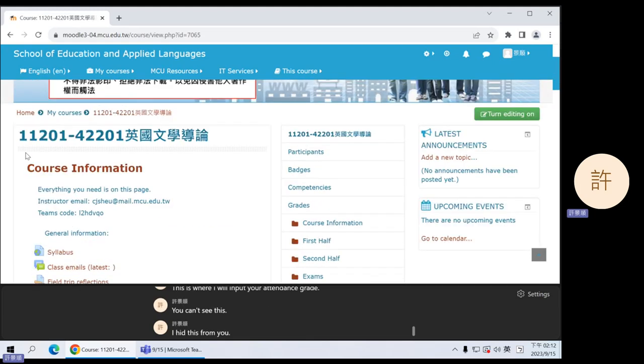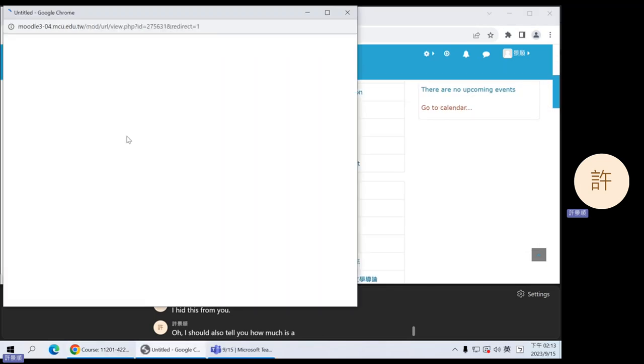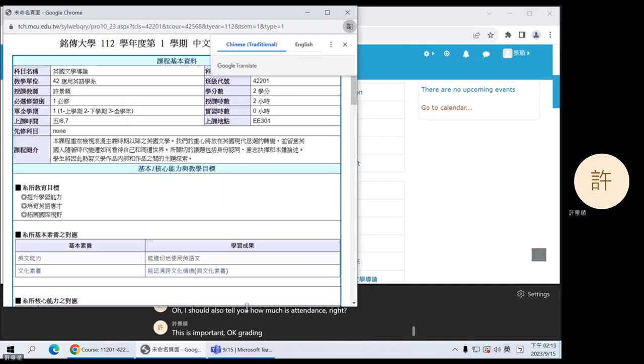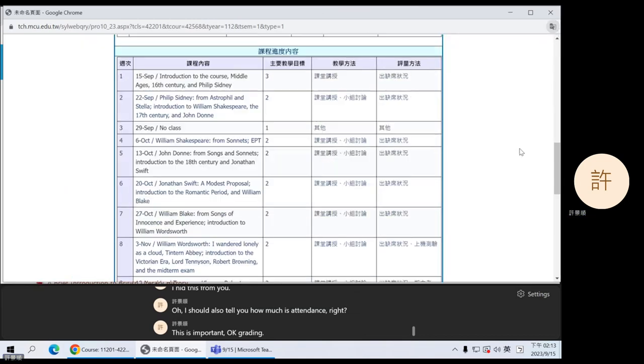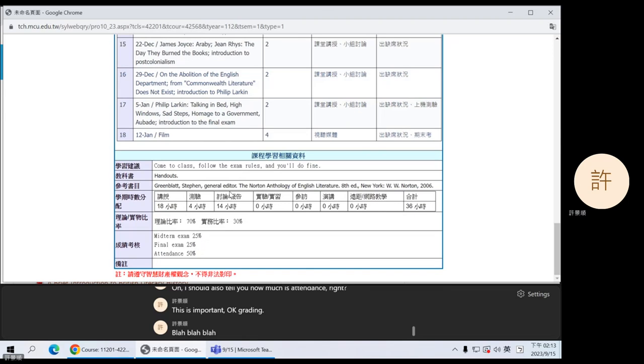Oh, I should also tell you, how much is attendance, right? This is important. Okay, grading. Here, midterm exam 25%, final exam 25%, attendance 50%.